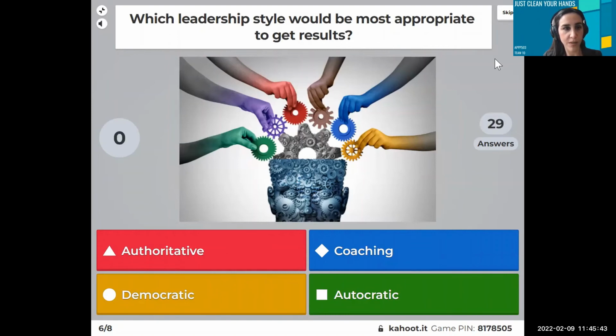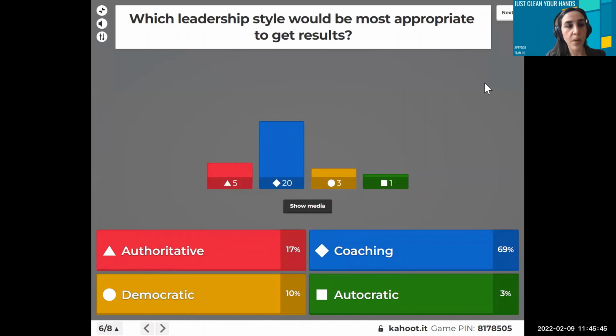Okay, let's see the answers. Most of us selected coaching. Would anyone that selected democratic talk about it? Or would anyone like to speak about their choices? Or even if someone would like to talk about what Florence presented in regards to expert leadership versus shared leadership, it will be fine.